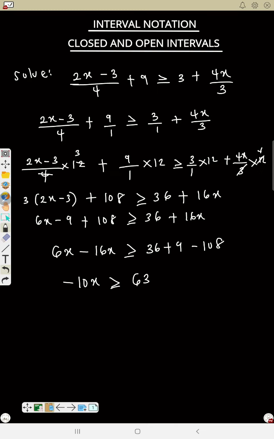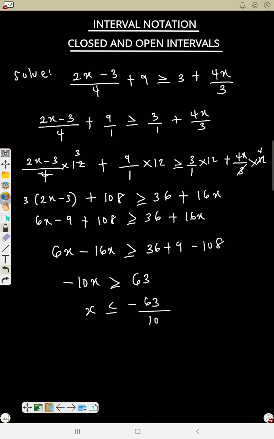So that means we'll have minus 10 here. And anytime you are dividing by minus, we learned this on inequalities. You can watch my video on inequality. If you divide by negative, this symbol will change. If it is greater than, it will change to less than. So this will be x less than or equals to minus 63 divided by 10, because we are dividing by minus, the sign will change.